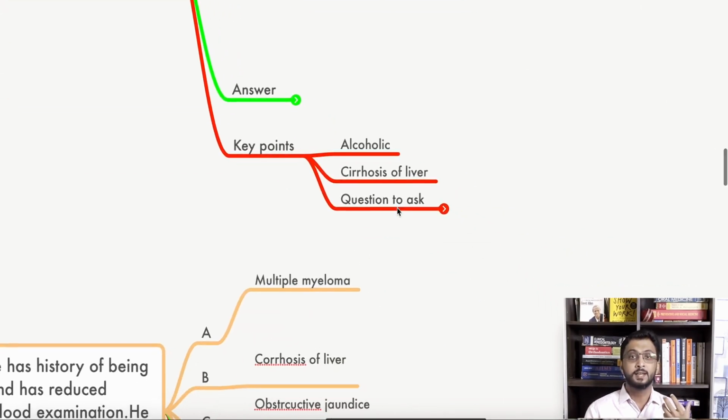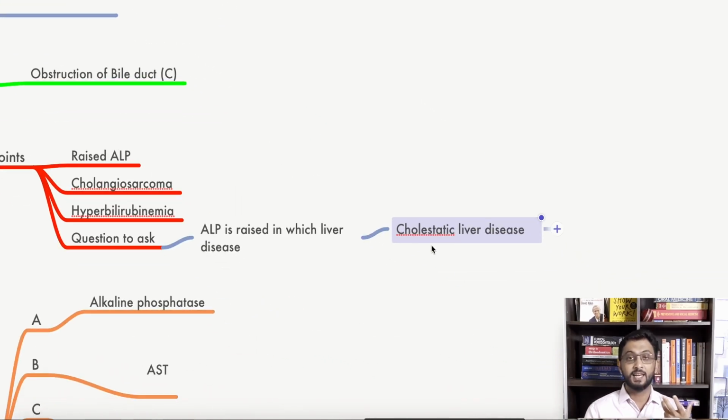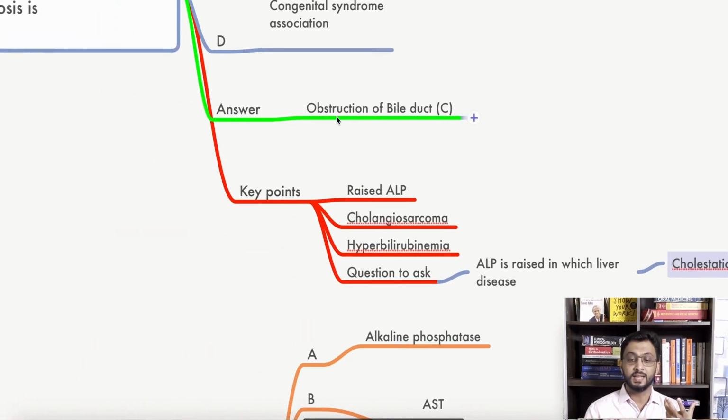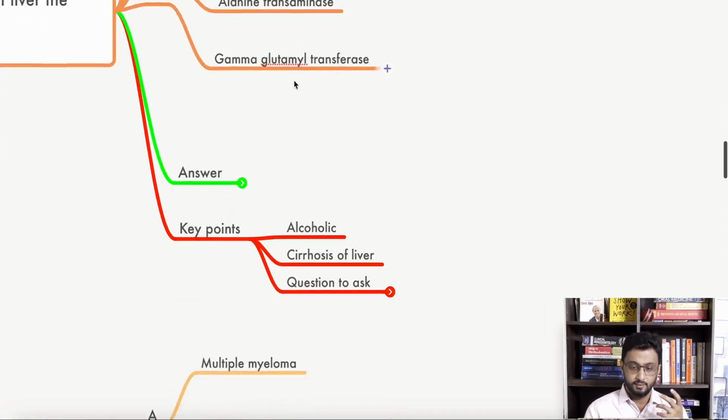Now, the key point here is going to be? Okay, we know the answer is going to be obstruction of bile duct. One of the cholestatic liver diseases, obstruction of bile duct. Don't worry if you have not understood yet. But the key is ALP is raised in cholestatic liver disease. An example of cholestatic liver disease is obstruction of bile duct. Okay, we'll come to more details.